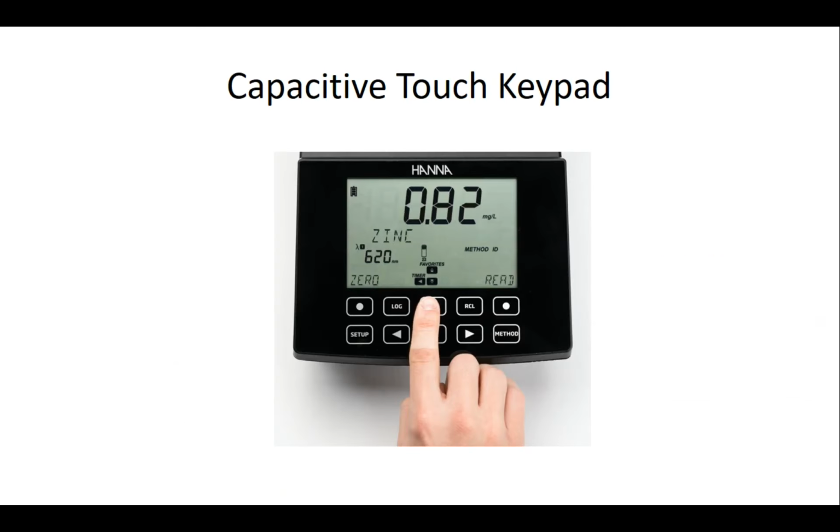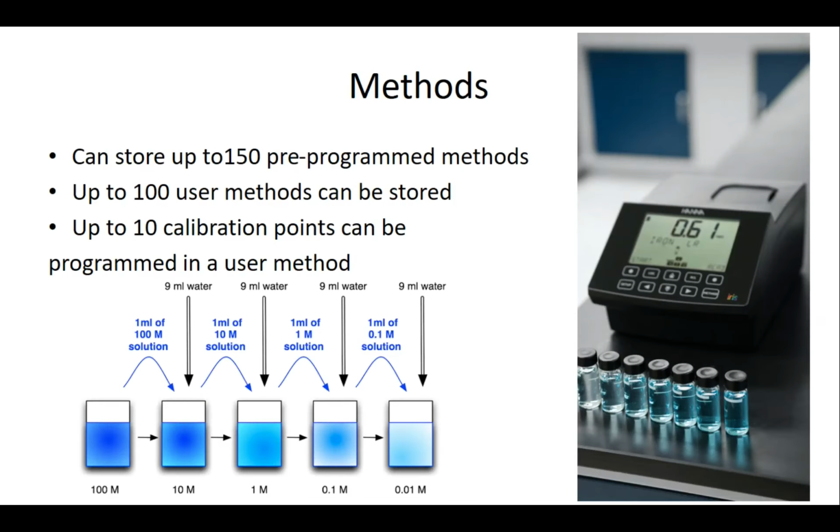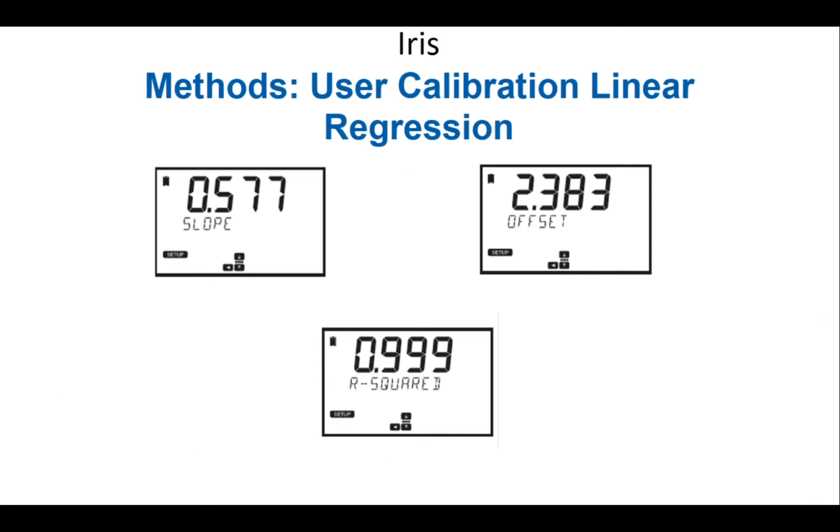Then this meter has a capacitive touch keypad, thus there is no hassle of pressing buttons. You can do very easy and delicate work on the meter. Also, it is splash proof to water. Then you will have 150 pre-programmed methods that are especially for water analysis. Other than these 150 pre-programmed methods, you can set 100 user methods which can be calibrated up to 10 calibration points, and the calibration indicator is displayed on the screen itself. After calibration, you will get the linear regression as well. You will have the slope, you will have the offset values, and you will have the aspect values to see whether your calibration is passed or not.